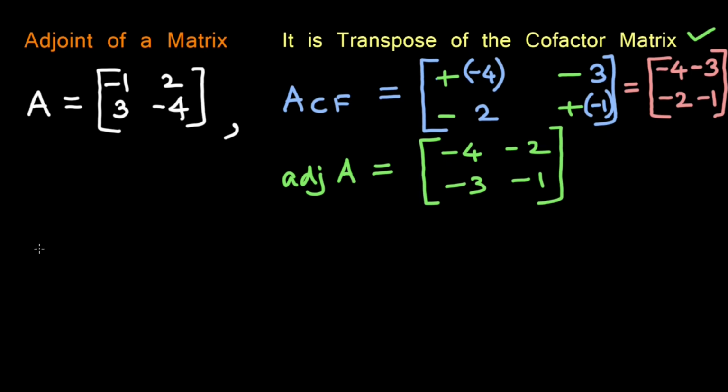Now we will consider a 3 by 3 matrix B, which is 1, minus 2, 3, 4, 2, minus 1, 3, 0, minus 5.